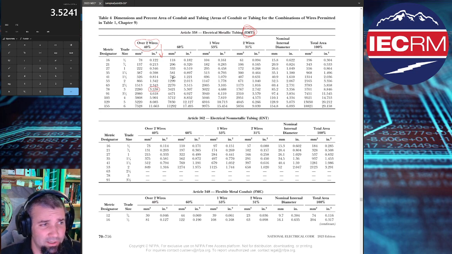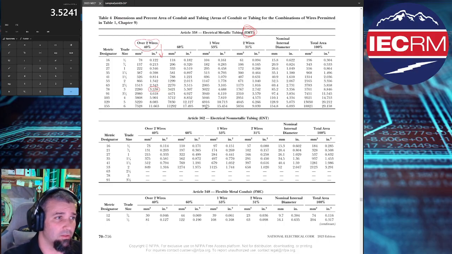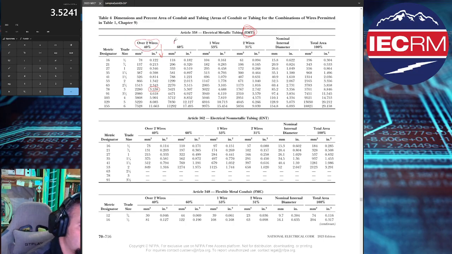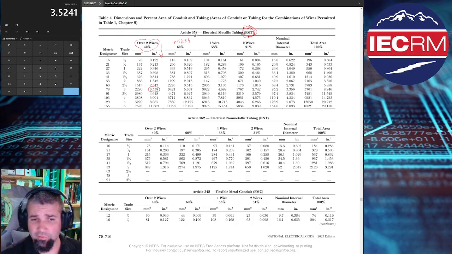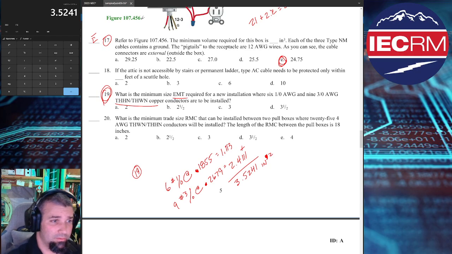Okay, but a number 3 comes in at 3.538. So technically, it is big enough in that 40% column. Okay, so 40% since we're over 2 wires. Remember, the 60% only applies to nipples, and realistically, a nipple is about the only situation when I would try to stuff that many wires in a pipe.